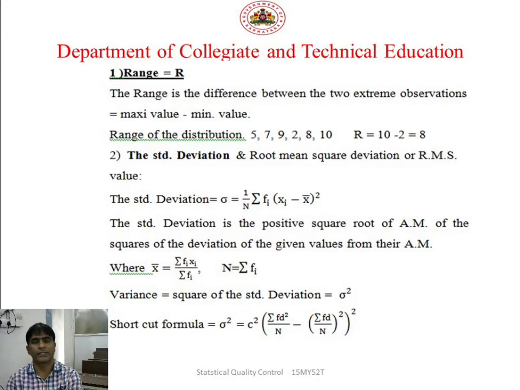Then we have variance. Variance is equal to the square of standard deviation. V is equal to sigma square.